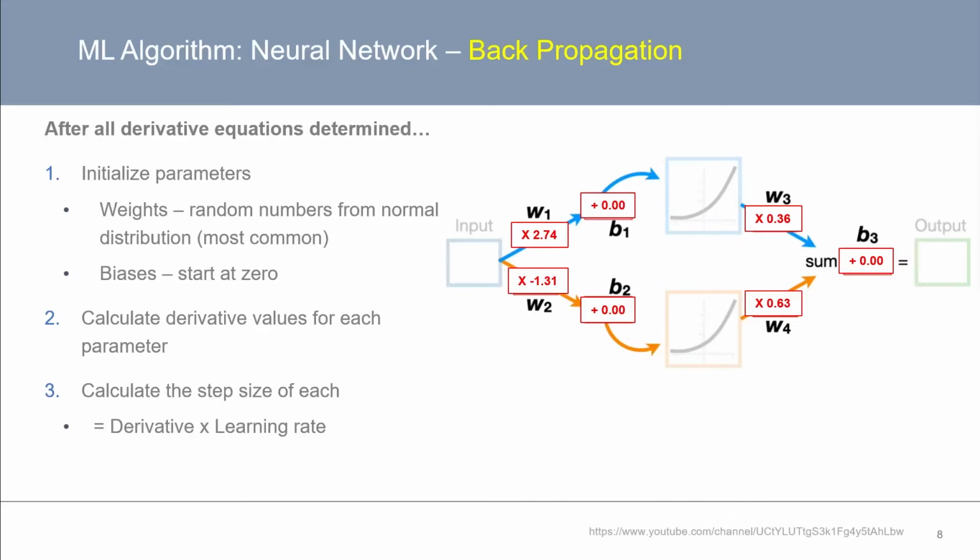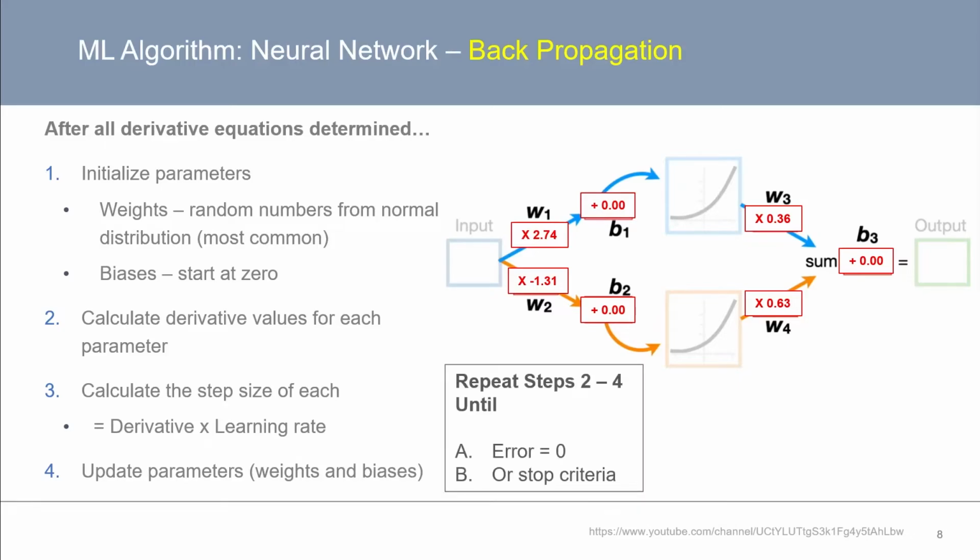And our third step is to calculate the step size that will be taken to update each of our individual parameters. This is calculated as the derivative for a given parameter multiplied by our selected learning rate, which, as we learned in our last video, can be essential for converging on an optimal model. And the last step in a training iteration involves actually updating each of our network parameters based on the respective step sizes calculated in step 3. And then we simply repeat steps 2 through 4 until the error of our model reaches 0 or some other stop criteria, such as maximum learning iterations, are reached.